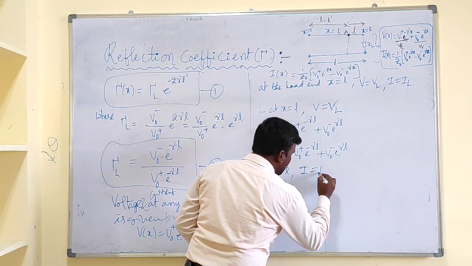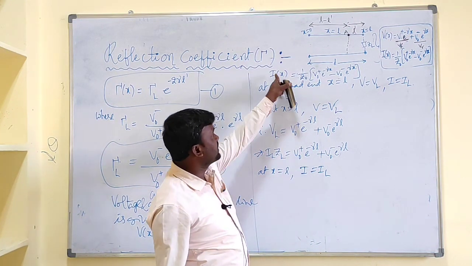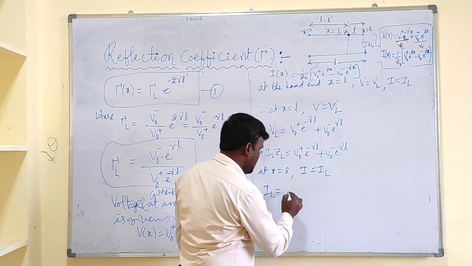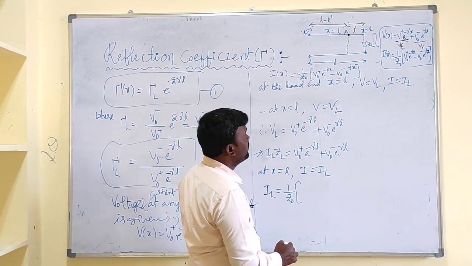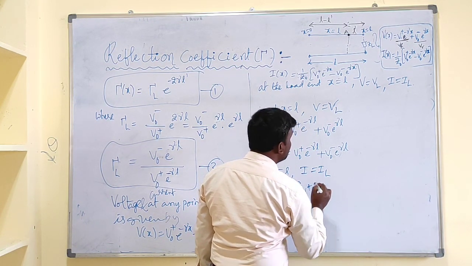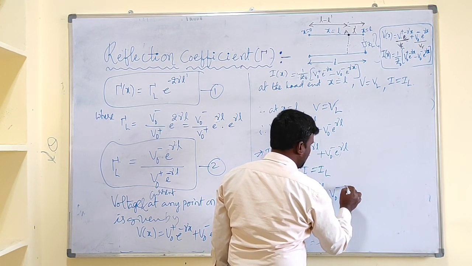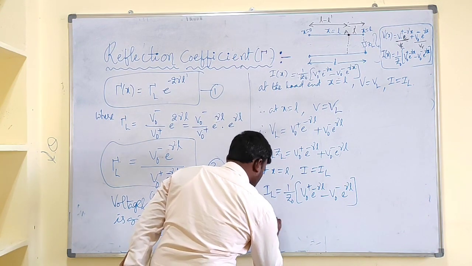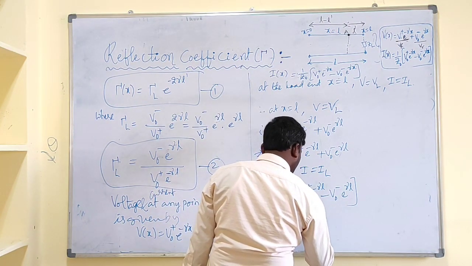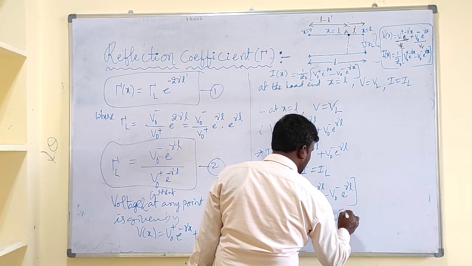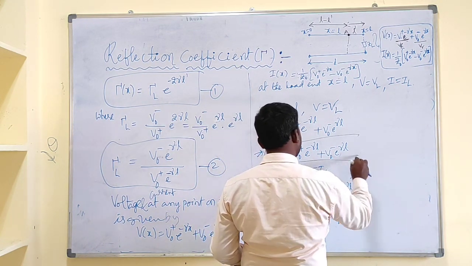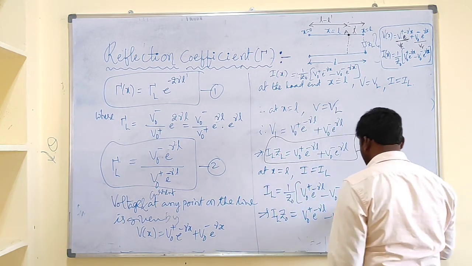At x equal to L, I becomes IL. Now substituting x equal to L in the expression of I, IL is equal to 1 by Z naught into V naught plus e to the power minus gamma L minus V naught minus into e to the power gamma L. So this can be written as IL into Z naught is equal to V naught plus e to the power minus gamma L minus V naught minus e to the power gamma L. Let us take this as equation number 3, this as equation number 4.